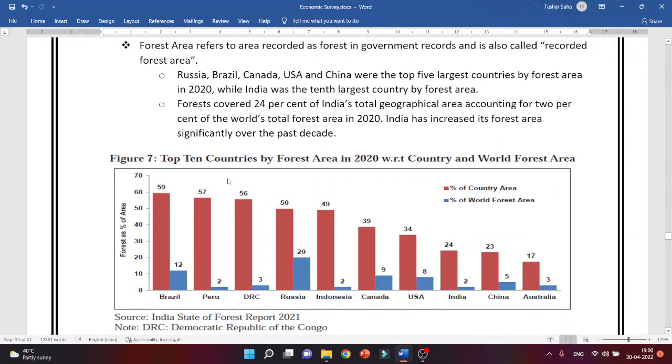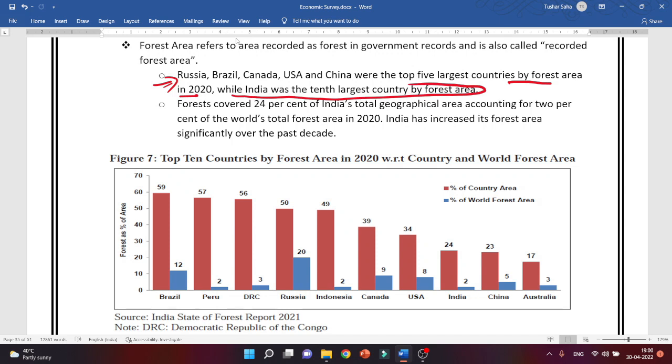As per the forest report, we see that Russia, Brazil, Canada, USA, China were the top 5 largest countries by forest area in 2020. Okay, while India was the 10th largest country by forest. So let's see the data.